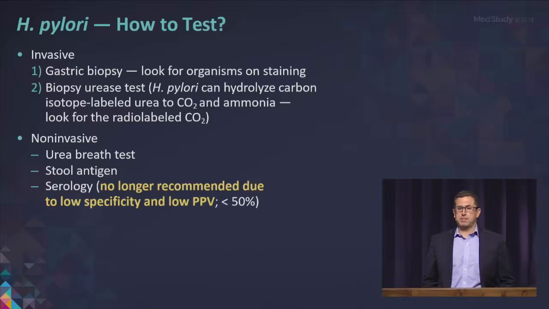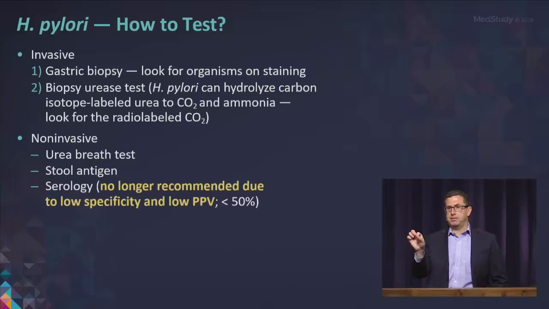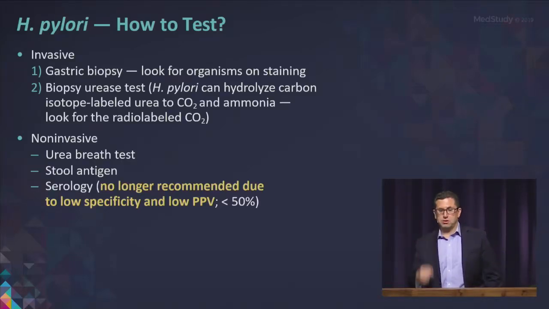So how do you test for H. pylori? There are a number of different ways. You could do a gastric biopsy, which is done during an endoscopy, so you look for the H. pylori by staining the tissue. You could also do a gastric biopsy for a urease test. Basically, H. pylori can hydrolyze carbon isotope labeled urea to CO2 and ammonia, and you're able to look for the radio-labeled CO2 on the biopsy.